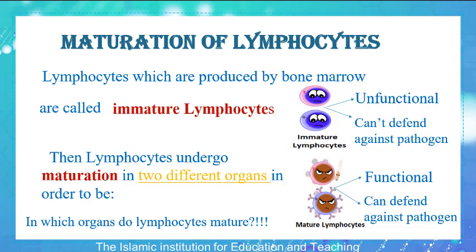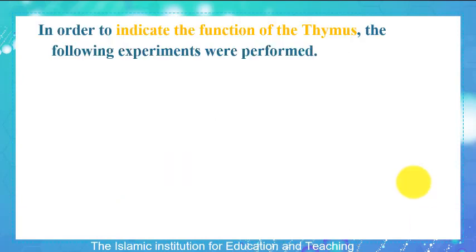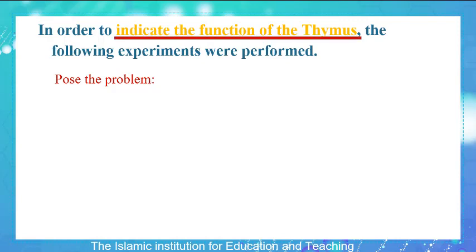Would the thymus be the site of maturation of lymphocytes? Let's find out. In order to indicate the function of the thymus, the following experiments were performed. Before I show you the experiments, please pause the video. Remember that the problem should be a question, and let's search for the objective. Excellent. Then, how can we write the problem? The objective is to indicate the function of the thymus. Then we should write it as a question. The question would be, what's the function of the thymus?